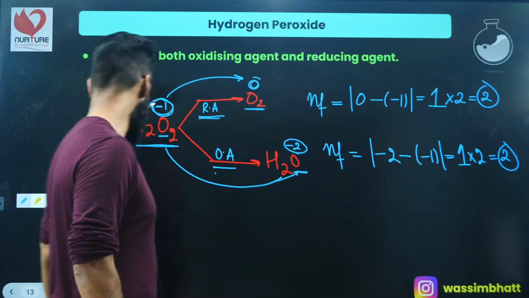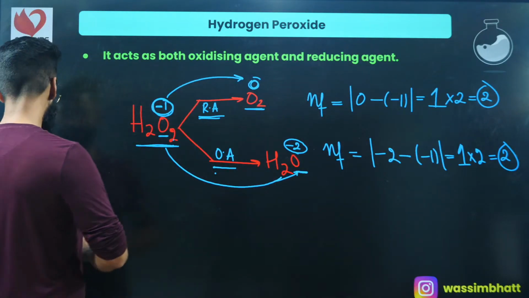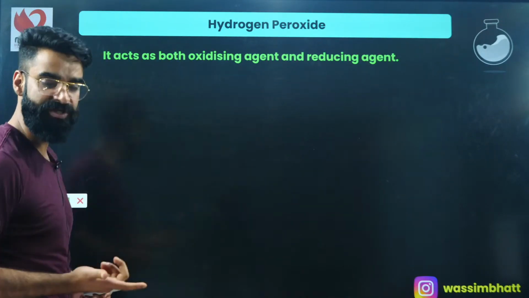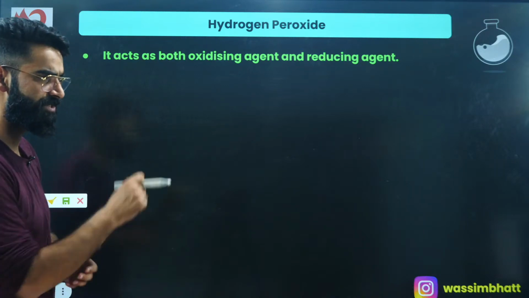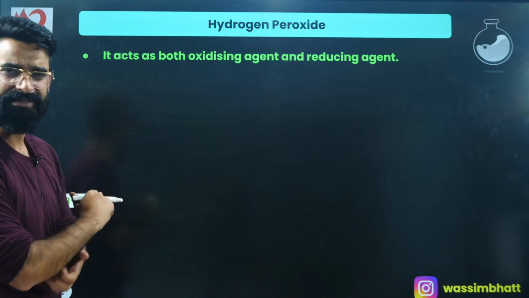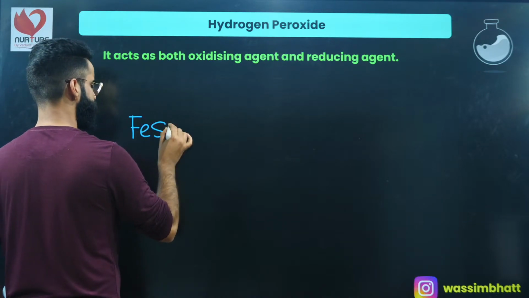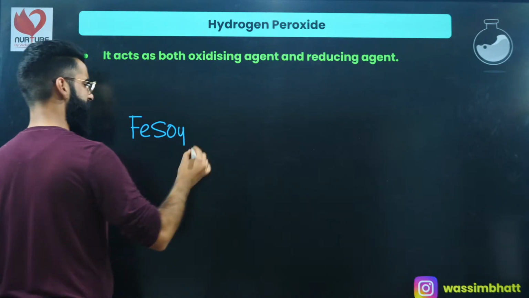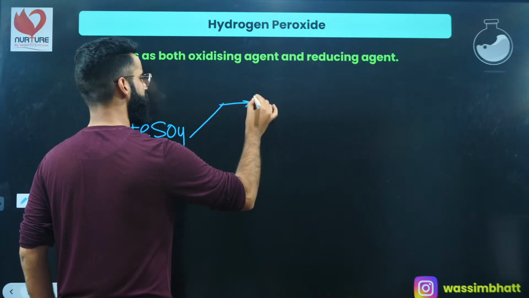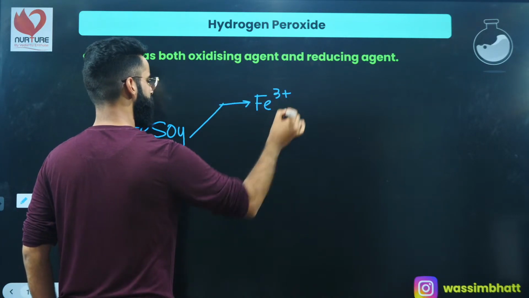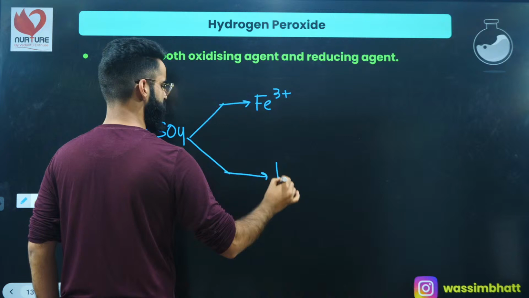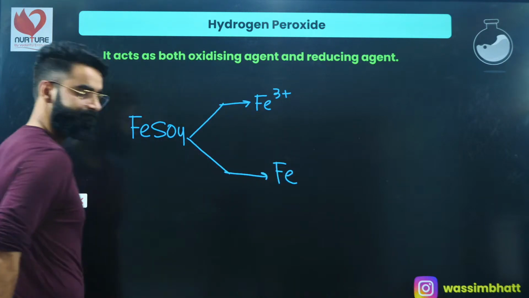Okay, one more thing, guys. Like this hydrogen peroxide, we have got one more species which sometimes acts as the oxidizing agent and sometimes it behaves as the reducing agent. That is FeSO4, ferrous sulfate. In some reactions, it gets converted into Fe tripositive. In some reactions, it gets converted into Fe, right?